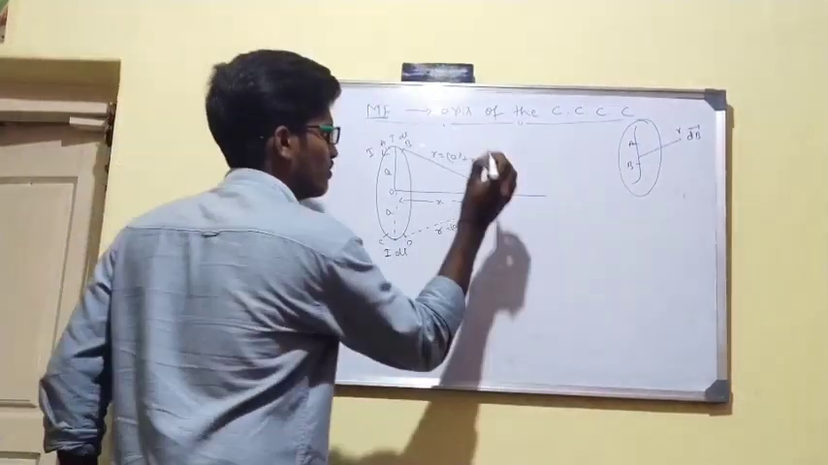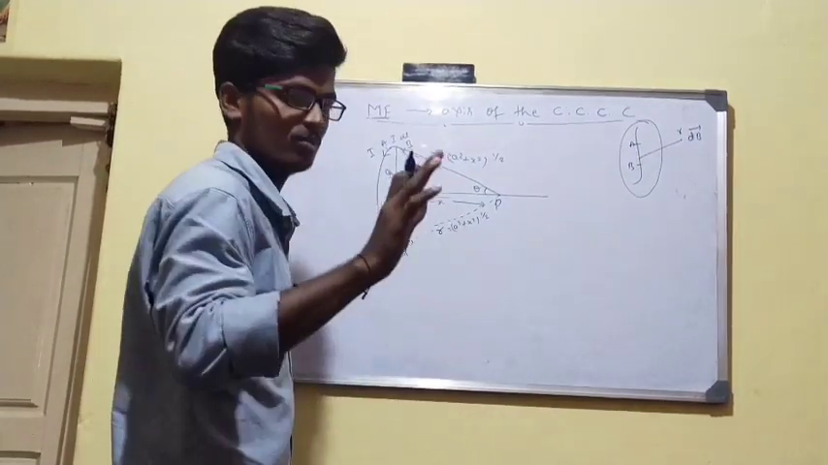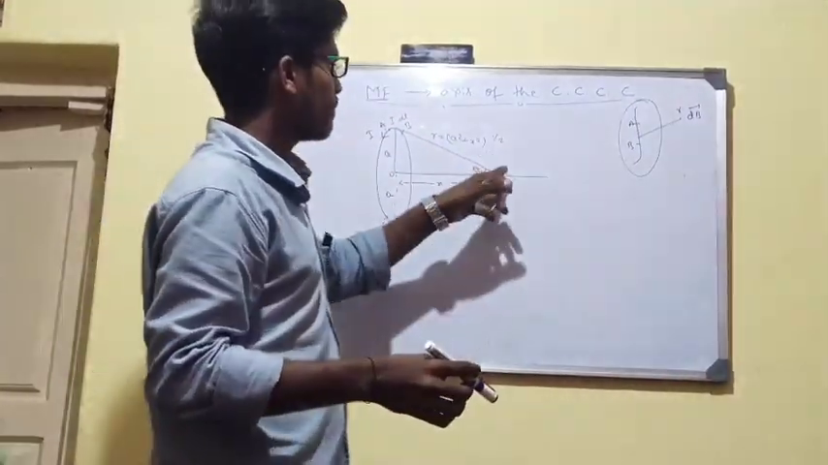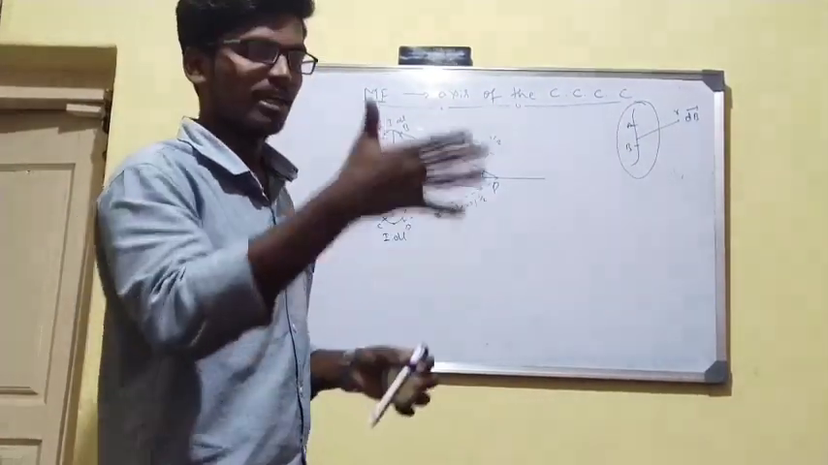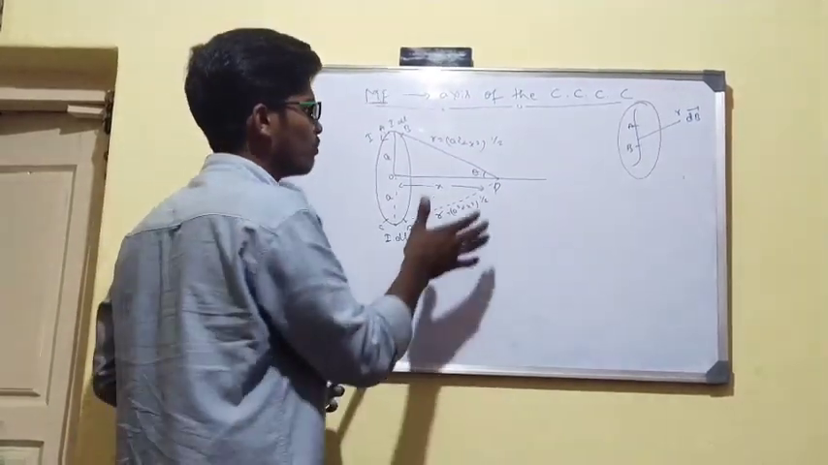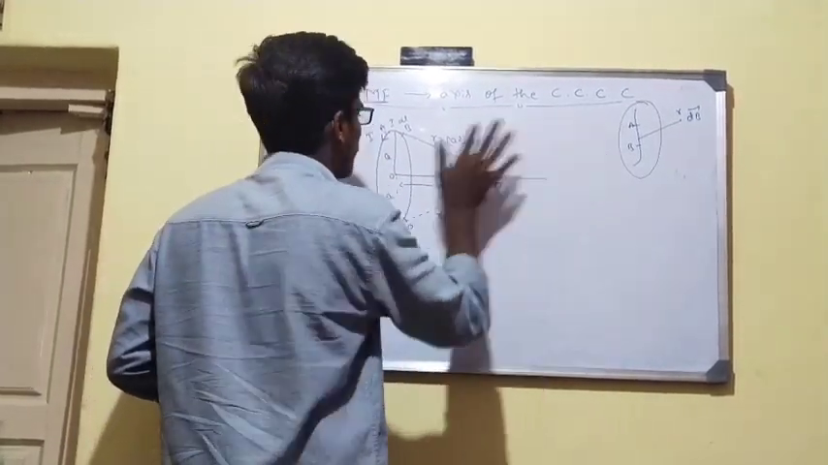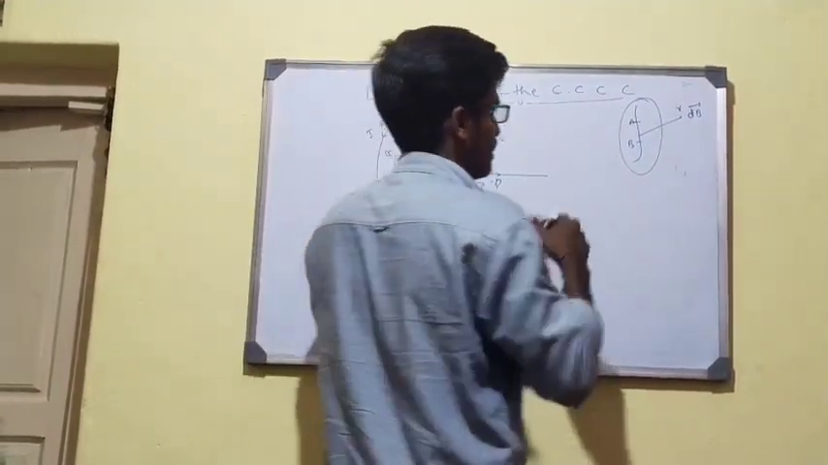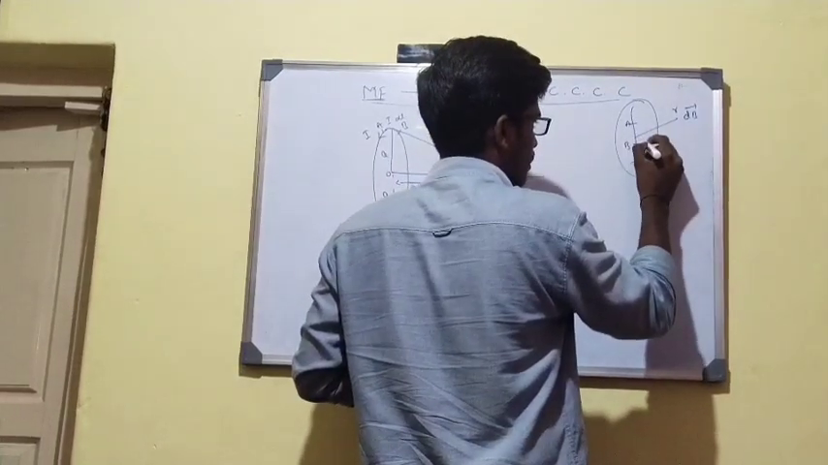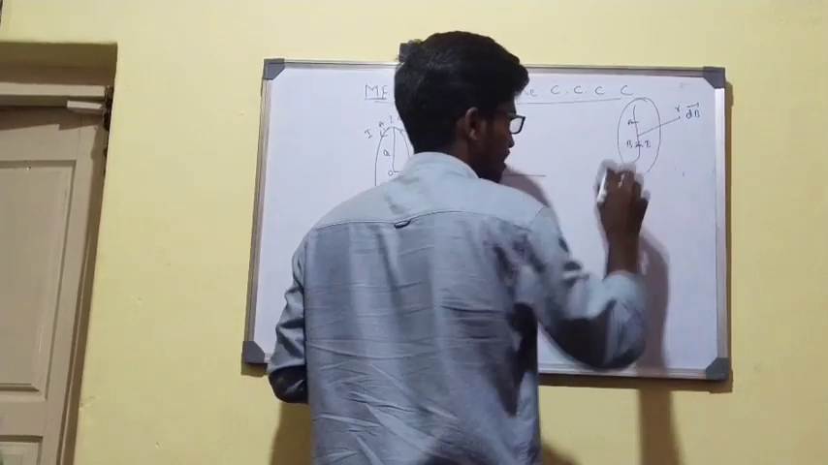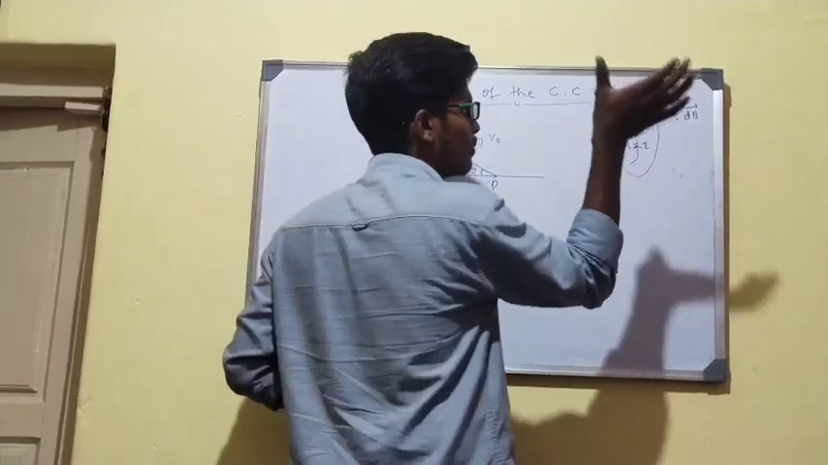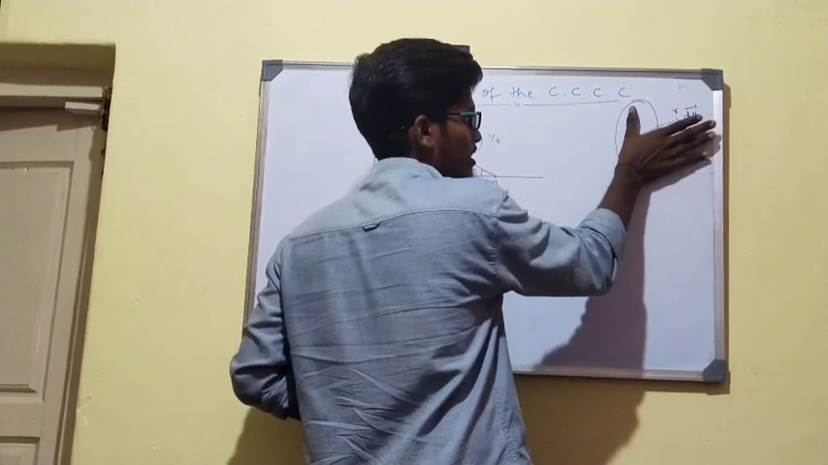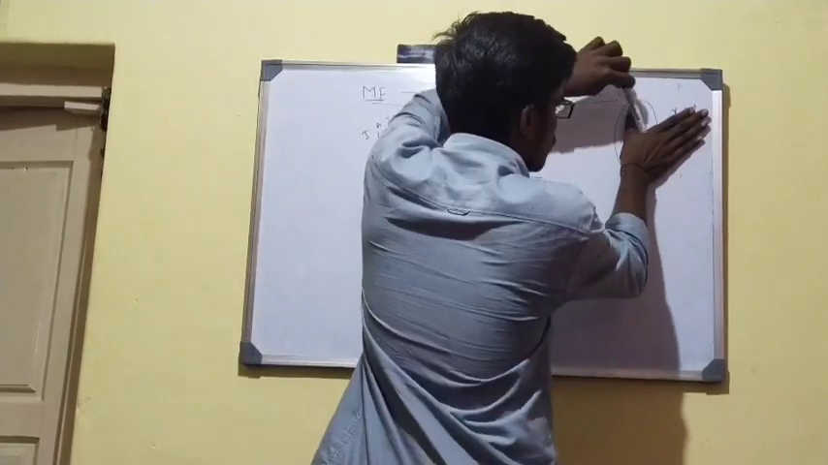Now, what is the direction of the magnetic field at this point? The direction of the magnetic field can be explained by using the right hand palm rule. According to the right hand palm rule, if this is the direction of the current in this conductor, you have to place your thumb in the direction of the current, and the palm will give the direction of the vector r.